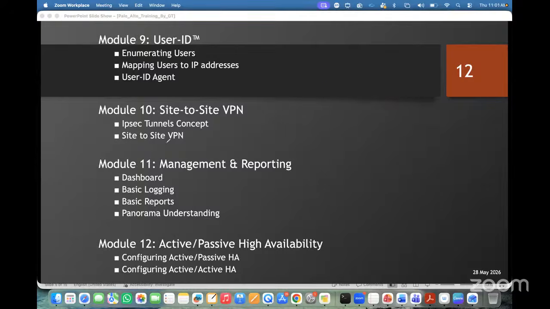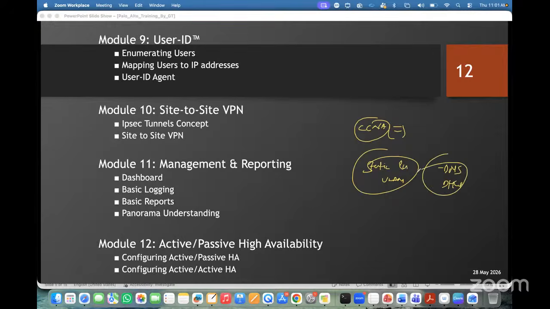Is any prior knowledge needed before going through these topics? I would say basic networking. Just basic networking, CCNA if you have, I believe it's good for you. Just try to understand static routing, VLAN, DSCP, DNS, that's all. The rest are going to be new for everyone. Everything is going to be new for everyone, so you don't have to worry about that.